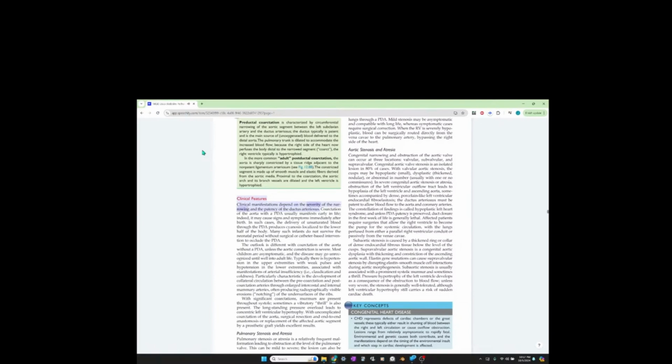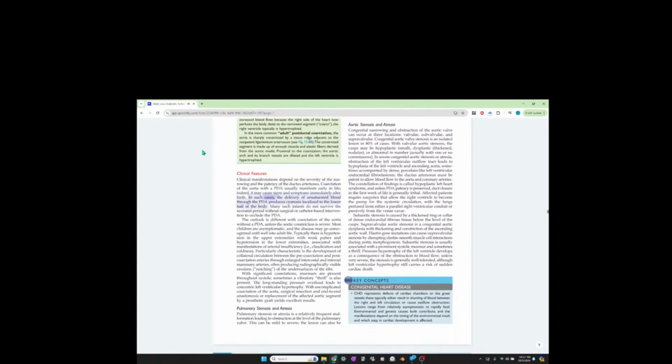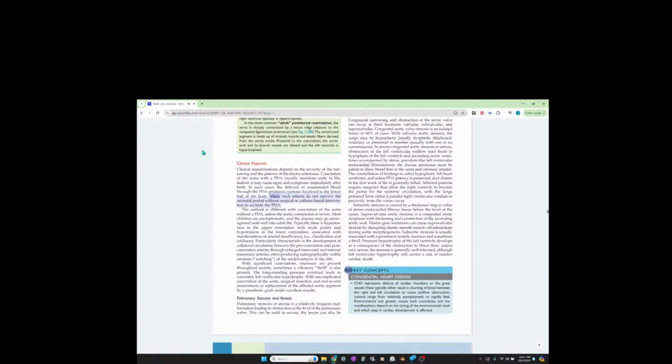Clinical features. Clinical manifestations depend on the severity of the narrowing and the patency of the ductus arteriosus. Coarctation of the aorta with the PDA usually manifests early in life. Indeed, it may cause signs and symptoms immediately after birth. In such cases, the delivery of unsaturated blood through the PDA produces cyanosis localized to the lower half of the body. Many such infants do not survive the neonatal period without surgical or catheter-based intervention to occlude the PDA.